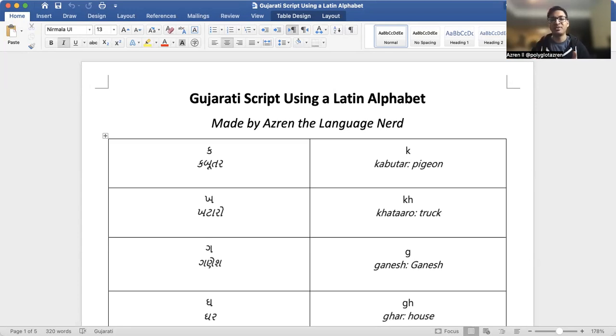Now, there are two reasons why Gujarati learners have to know this, and I think it's very useful to know this from my perspective. Reason one is that when Gujarati people text each other, say on WhatsApp, they don't typically use the Gujarati script. Frequently, they use an ABC Latin alphabet. So instead of writing, for example, Kemcho with the Gujarati script, they will write K-E-M.